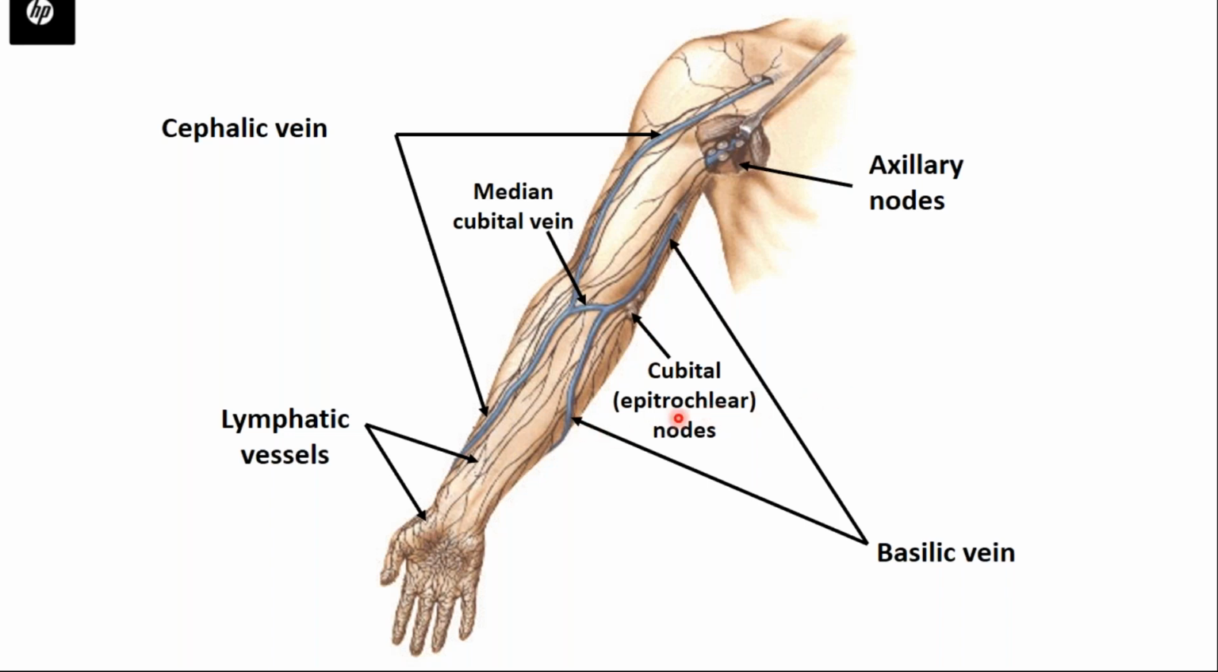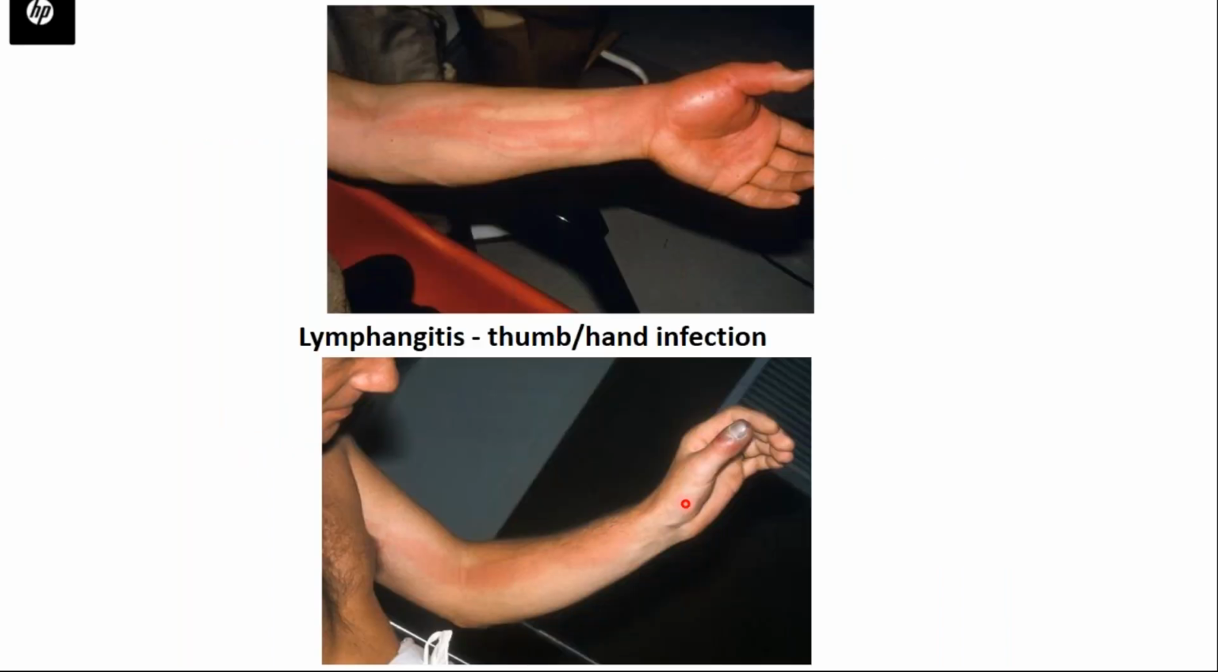Why is it called epitrochlear? You must have learned what trochlea is. In yesterday's session, Dr. Ansa must have told you that the lowermost part of the humerus, the inferior part, is the trochlea. So there are some lymph nodes present above the trochlea, and that's why it's called the epitrochlear group of lymph nodes.